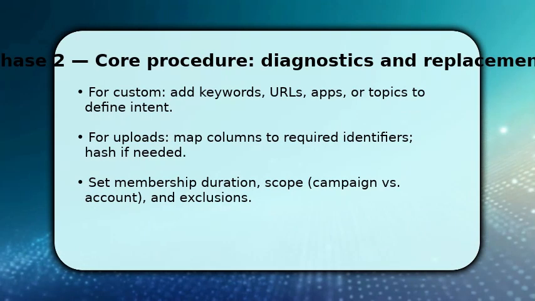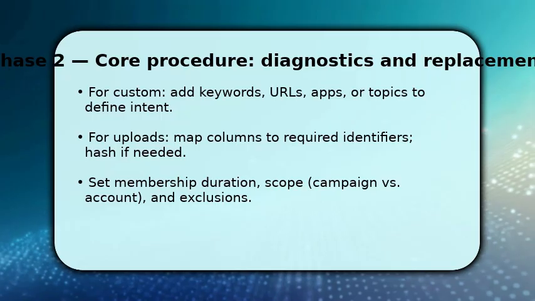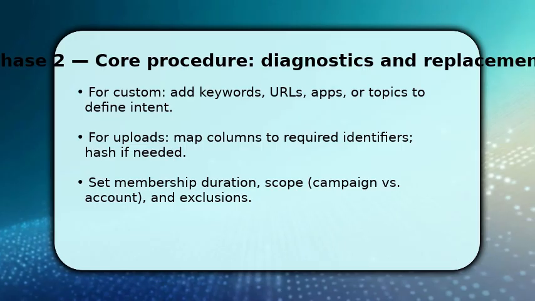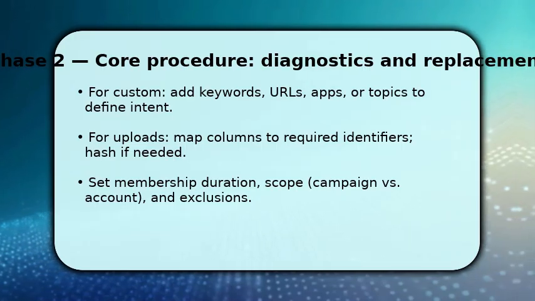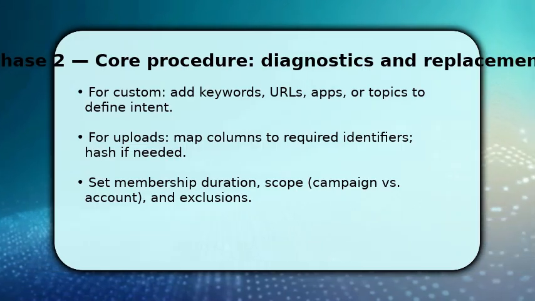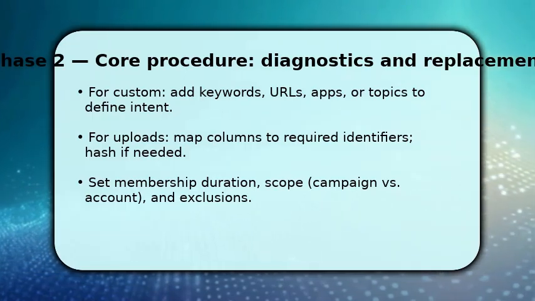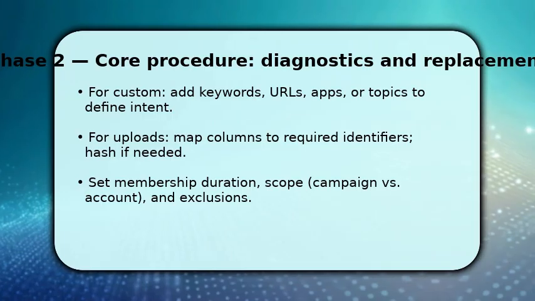For custom intent, enter keywords, competitor URLs, and app names that signal intent, and combine rules with and/or logic to refine reach. If you uploaded a list, map each column to identifiers and apply hashing if required, then validate the file size and format.